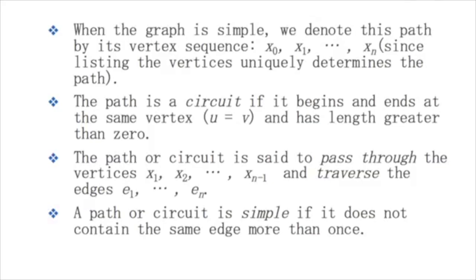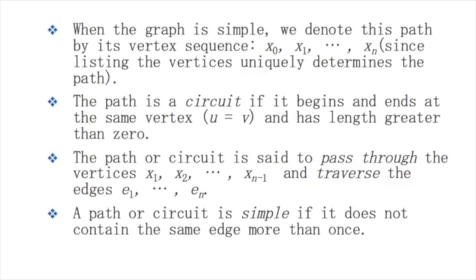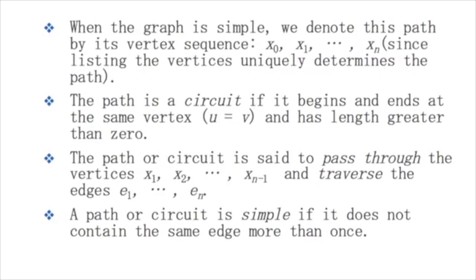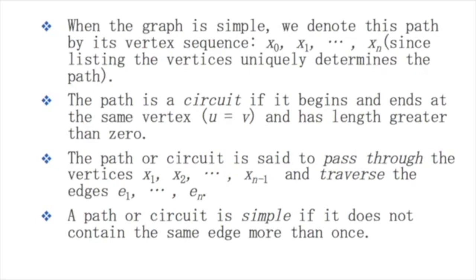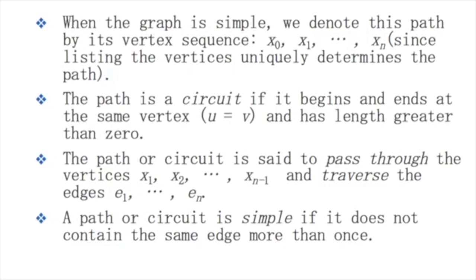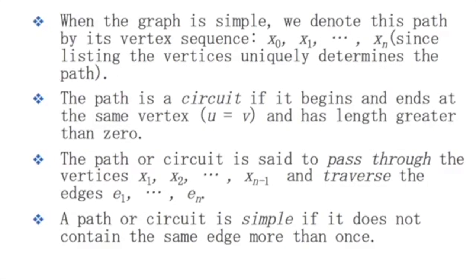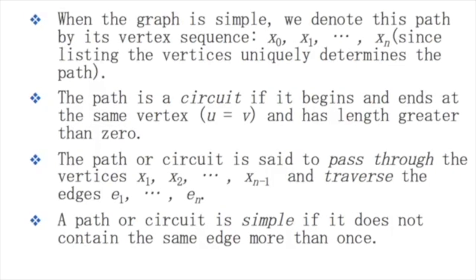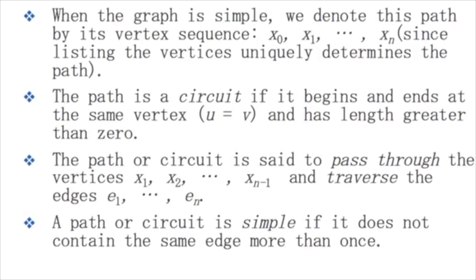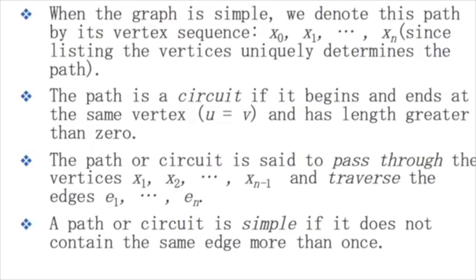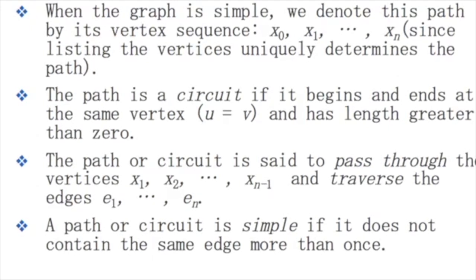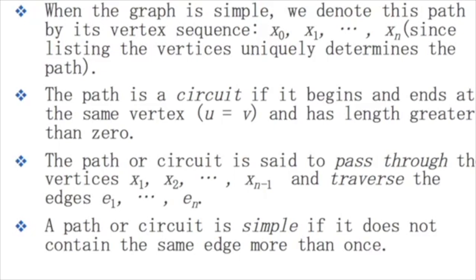When the graph is simple, we denote this path by its vertex sequence. The path is a circuit if it begins and ends at the same vertex, let's say u = v, and has a length greater than 0, so it is not a loop. The path or circuit is said to pass through the vertices x_1, x_2, ..., x_{n-1} and traverse the edges e_1 up to e_n. A path or a circuit is simple if it does not contain the same edge more than once.